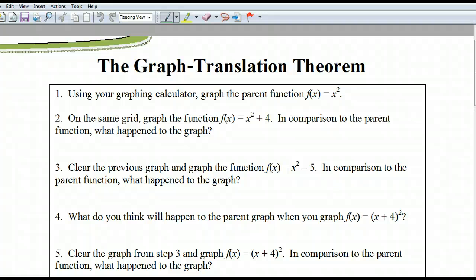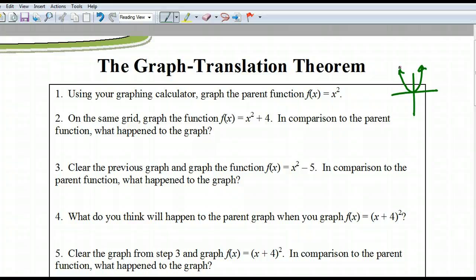All right, so today we're going to talk about section 3-2. And the main gist of today is actually taking a parent function and translating it. All right? So the first one, what kind of a parent function is x squared? It's a parabola, right? So it should look something like this. Okay? Now, it says on the same grid, graph the function of x squared plus 4.